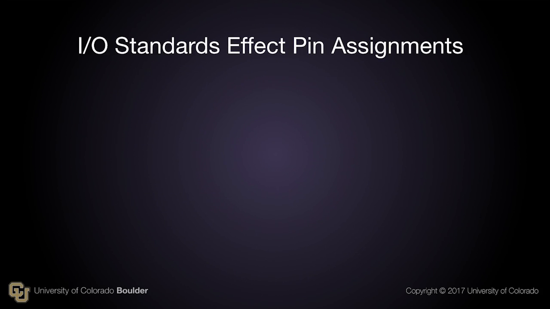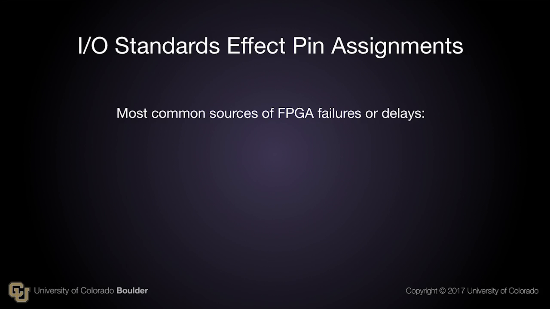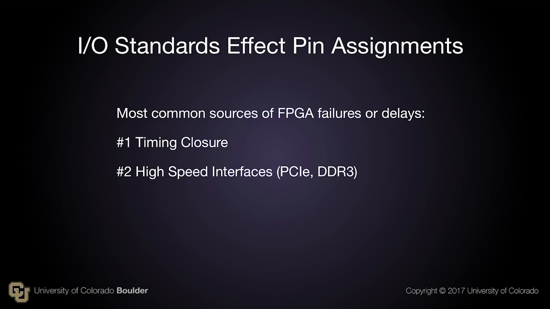I/O standards affect pin assignments. What do you suppose are the most common sources of FPGA failures or delays? In my experience, it is first timing closure, secondly high-speed interfaces like PCIe and DDR3, and then third, pin assignments and I/O errors. This is a little surprising, given that pin assignments would seem to be a fairly easy task. And it is, but people sometimes don't pay attention to all the details, and then mistakes are made.